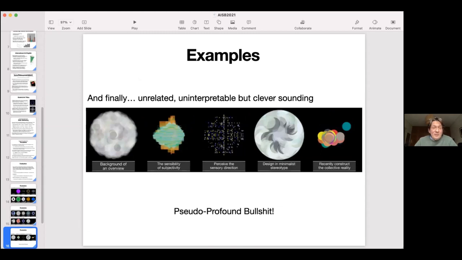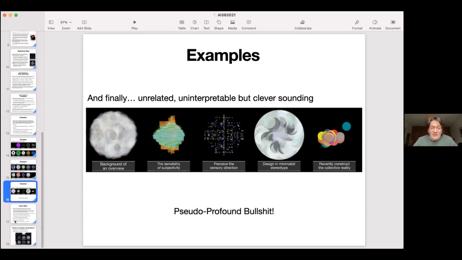Finally, we had some which were really pseudo-profound bullshit, and these were basically nonsense sounding clever, which had no relationship to the image. So background of an overview, the sensibility of subjectivity, design in minimalist stereotype, really quite nonsensical, but you know, quite tongue-in-cheek and interesting to add to these titles in a fun way.